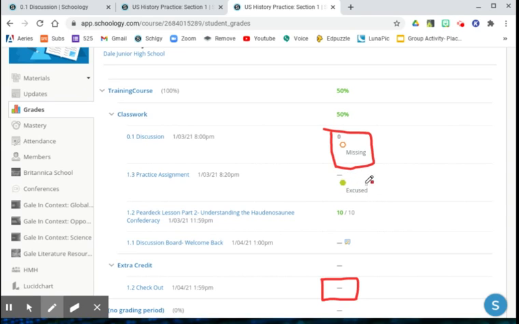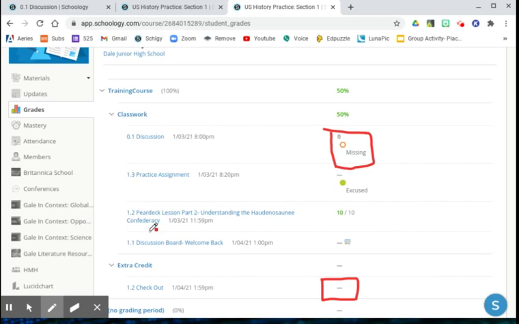Okay? So you might notice right here, this has a dash, but then underneath it, it says excused. That means you didn't turn anything in, or I decided that I wasn't going to grade it or I was going to excuse the assignment. There's a lot of reasons I might excuse an assignment, but that means that although you didn't turn it in or it's not being graded, it's excused, so it's not going to affect your grade.